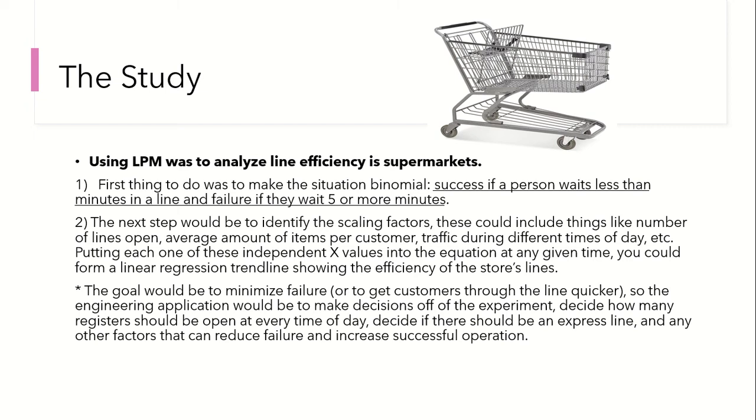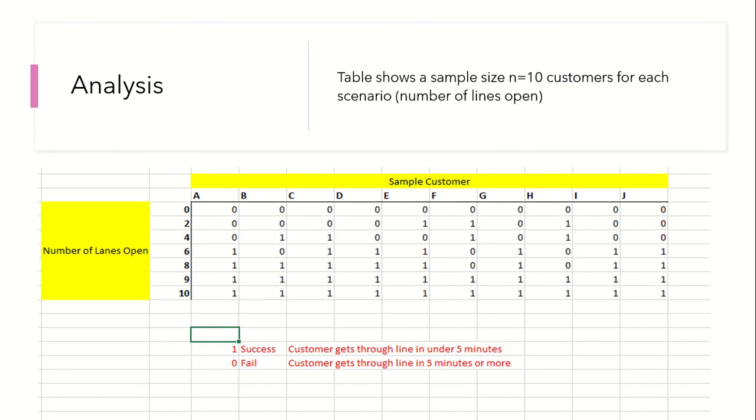And to make this really simple, the only factor I wanted to use was how many lanes were open. So I made this data: number of lanes open on the left, and I have n equals 10 customers for each scenario on top. So A through J, 10 customers would go through with 0 lanes open, 2 lanes open, 4 lanes open, and so forth. And as you see, 1 is a success, 0 is a fail.